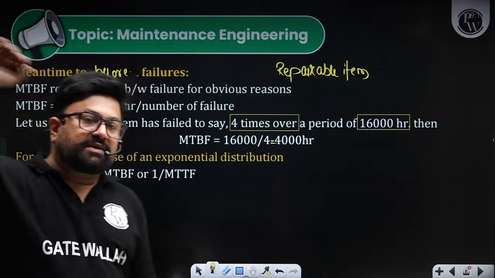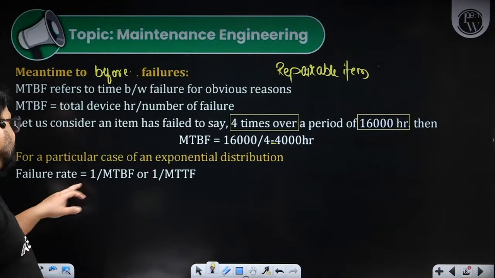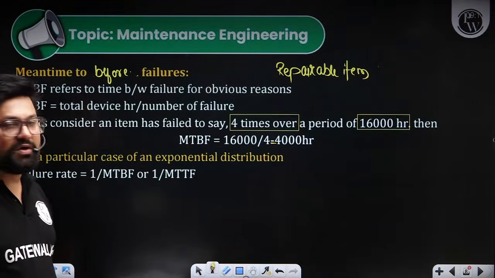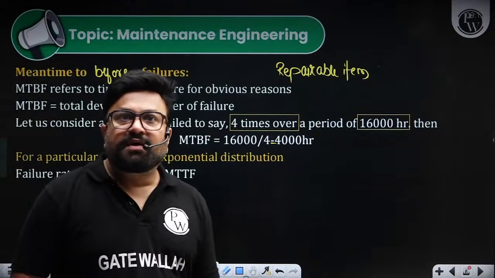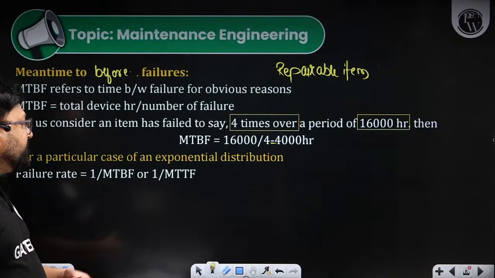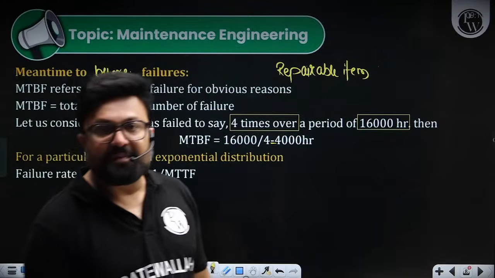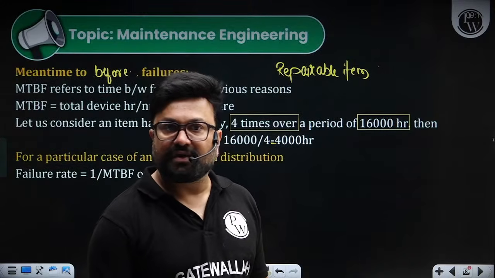Okay. The next relation is failure rate. What is the relation between failure rate and mean time before failure or mean time to failure? Here you can see that failure rate, that is lambda, is equal to 1 by mean time before failure, or you can say 1 by mean time to failure, right?